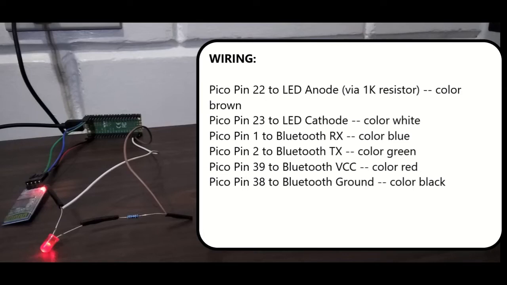Pico pin 2 is connected to Bluetooth TX, that's color green. Pico pin 39 is connected to Bluetooth VCC, that's color red. Pico pin 38 is connected to Bluetooth ground, that's color black.